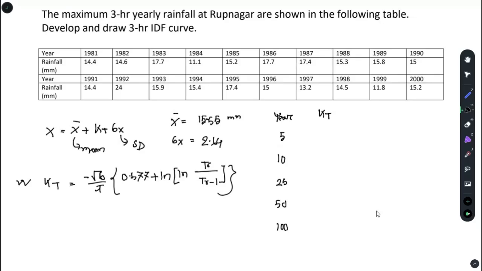So for 5 years you have a KT value of 0.719. For 10 years it is 1.305. For 25 years it is 2.405, for 50 years it is 2.592, and for 100 years it is 3.138.